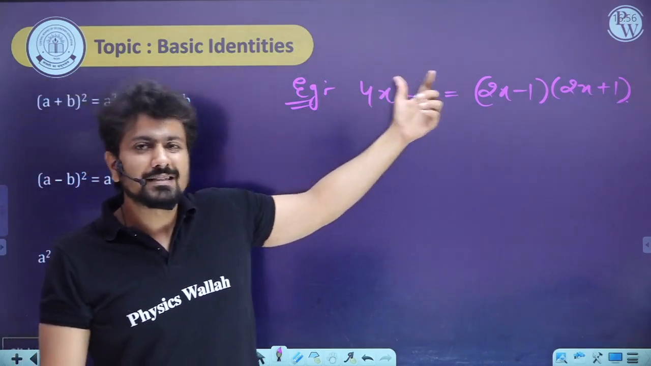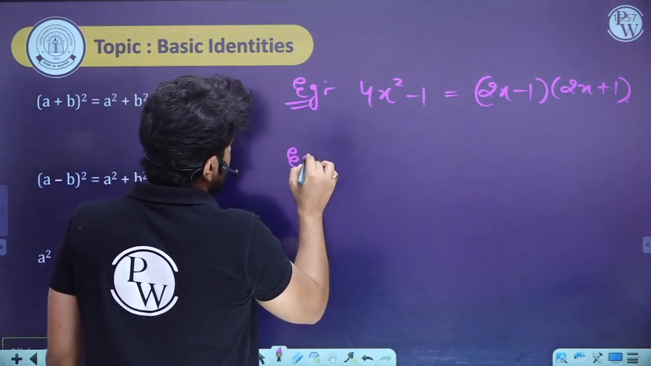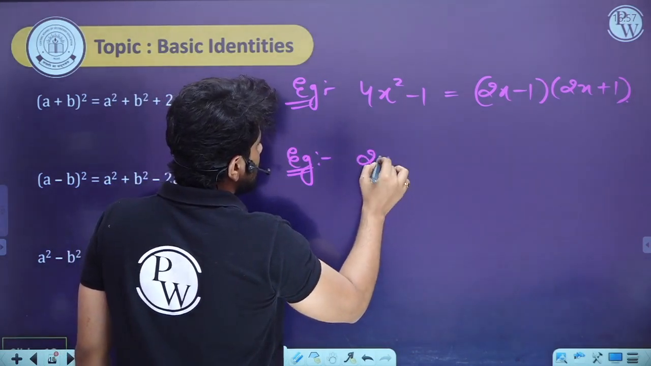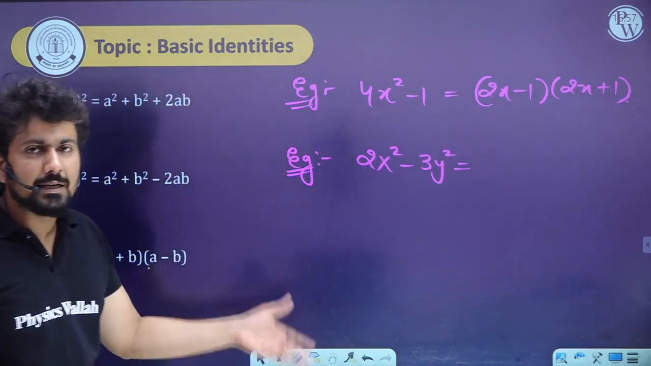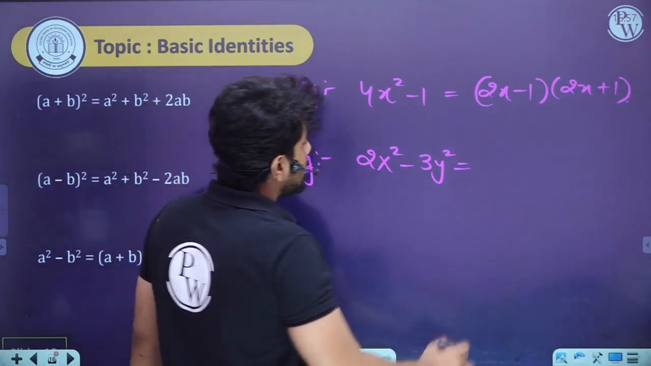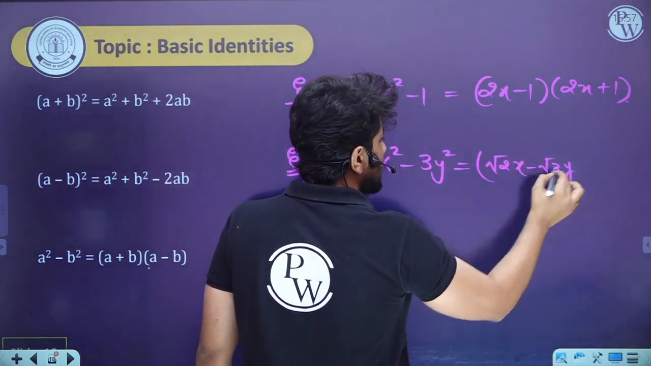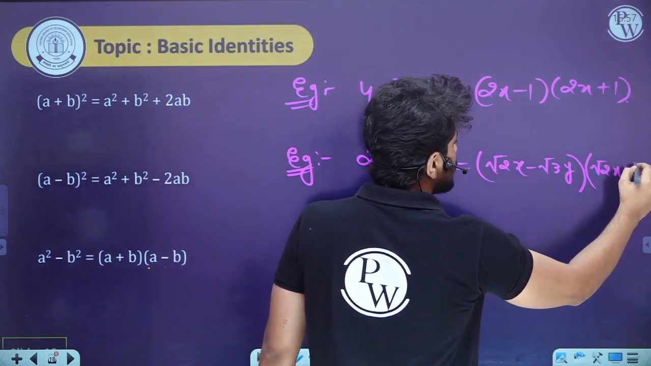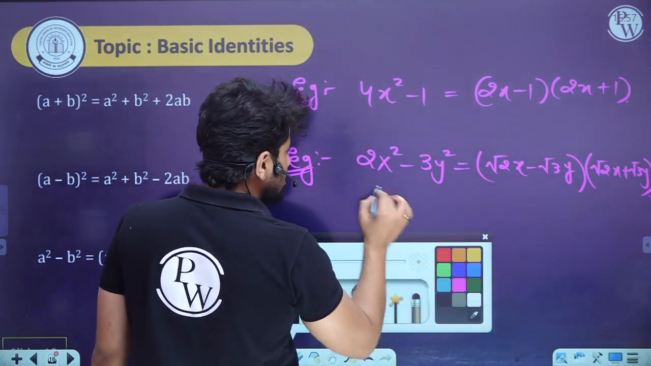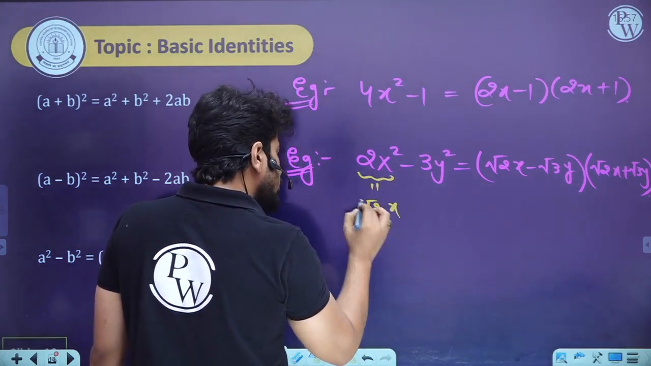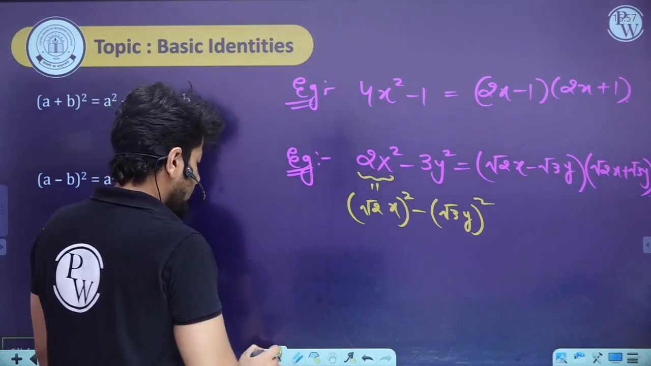Basically, this is written as 2x whole square minus 1 square. These are the two factors for that. Another example, 2x square minus 3y square. Suppose I want to make factors for this one, a square minus b square. So it will be root 2 times x minus root 3 times y multiplied by root 2 times x plus root 3 times y. We can write it like this, right? Basically, this is written as square of root 2x, this is root 3 times y square. So a square minus b square, again similar factors.